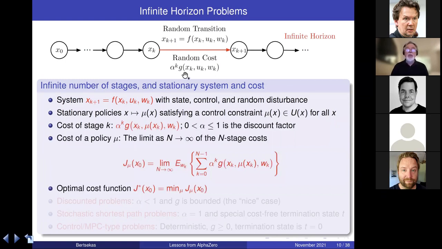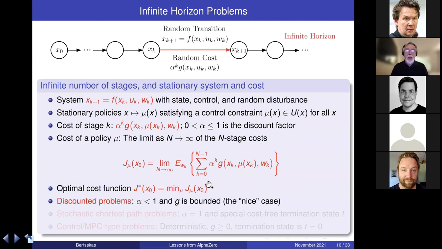There is a cost for each transition, encoded by this function g, and the cost is discounted by a factor alpha. Alpha could be less than 1 or could be equal to 1, and at the stage k, the cost is discounted by alpha to the k. And the cost of a policy starting from some initial condition x0 is just a limit of the n-stage cost. This denotes expected value over all the w's. This is a random variable, and we take this expected value and take the limit as the number of stages n goes to infinity. So this is a function. For every state, there is a value given by this function, and the optimal cost function is obtained by minimizing over all policies the policy cost functions.